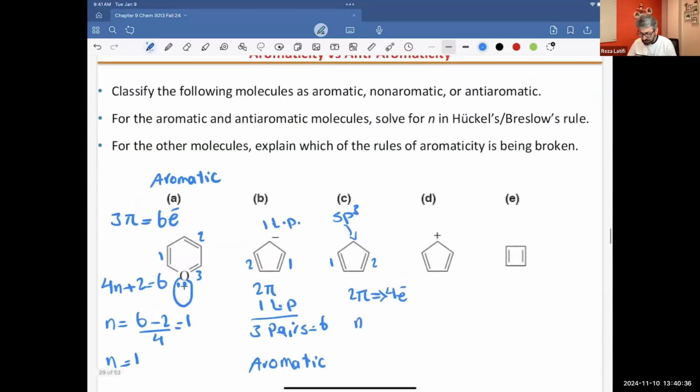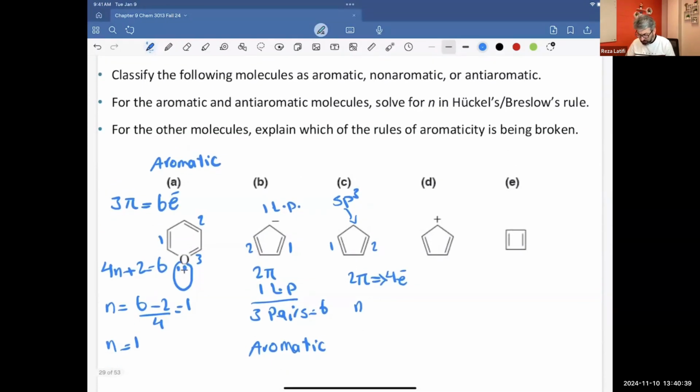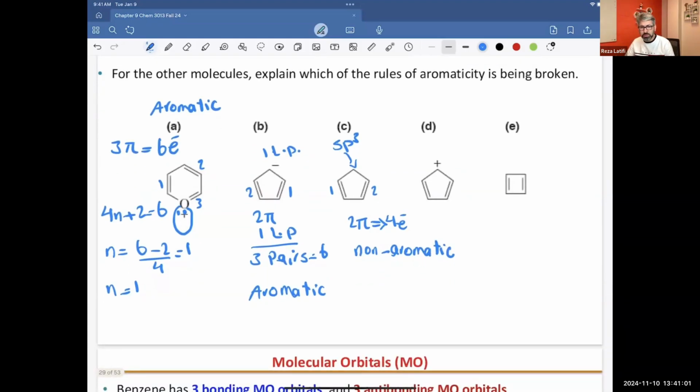Okay, this system, technically, we have sp3 there because it doesn't have an empty p orbital, so I'm going to call it non-aromatic. Not anti, be careful. This is non-aromatic, not anti. Because one of the carbon atoms has sp3 hybridization, the molecule is not flat, or not planar. And because it's not planar, it will be non-aromatic.